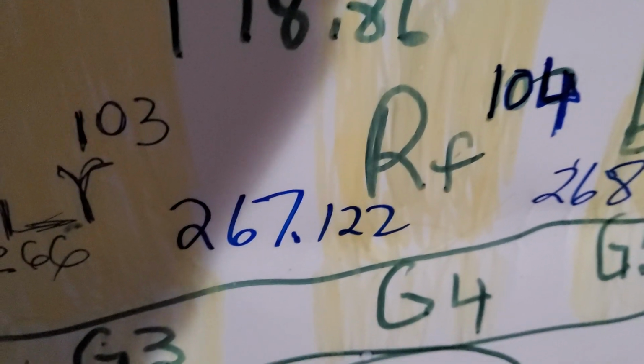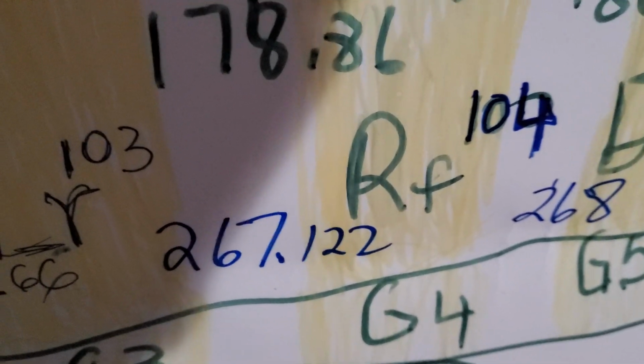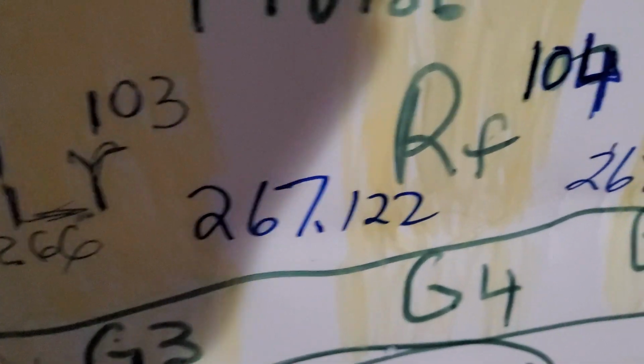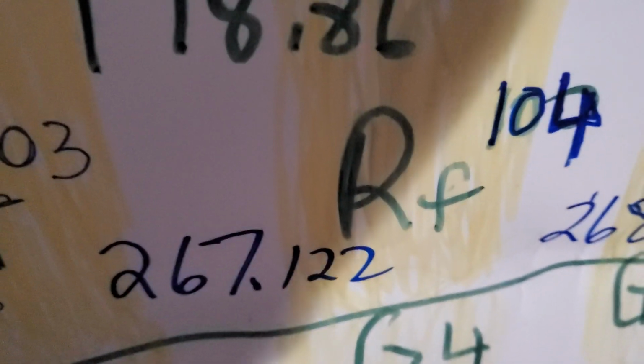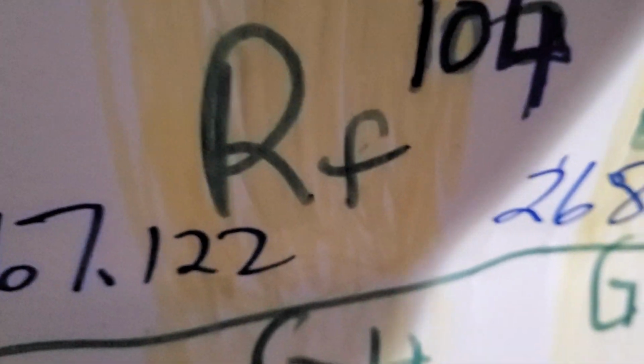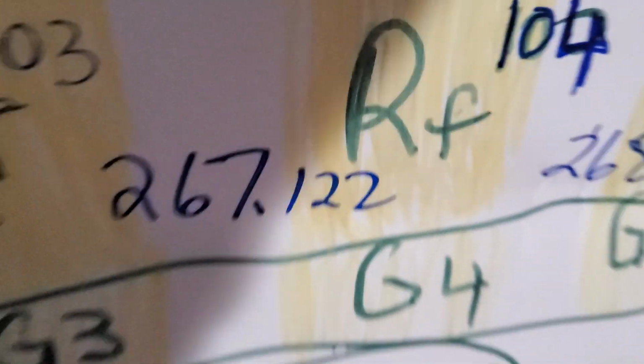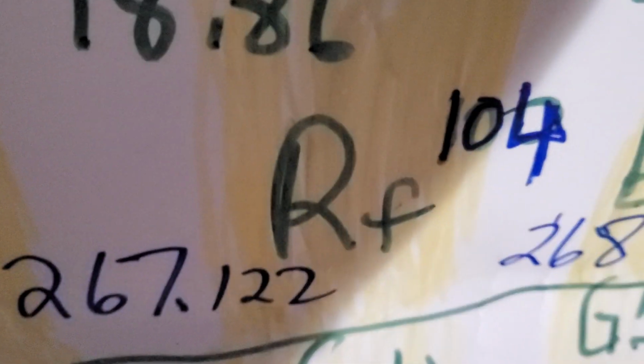RF would be nil quadium. In the modern form, the RF would be nil quadium. Modern nomenclature. Okay. Yeah, 104, that's below the hafnium with atomic number 104. That would be nil quadium.